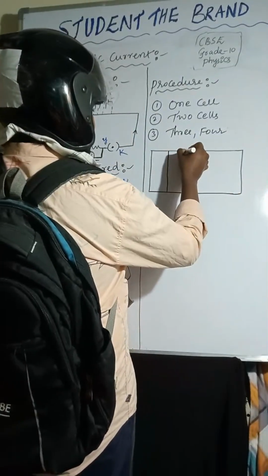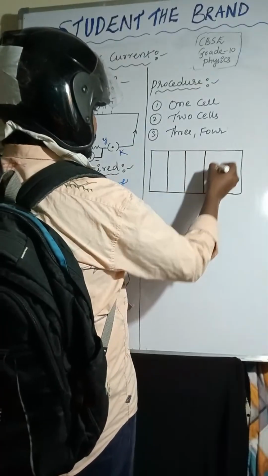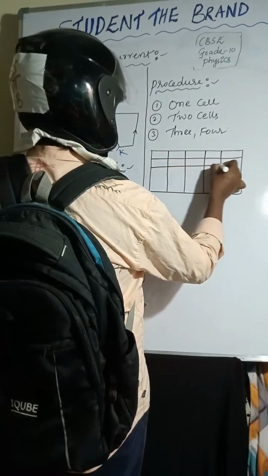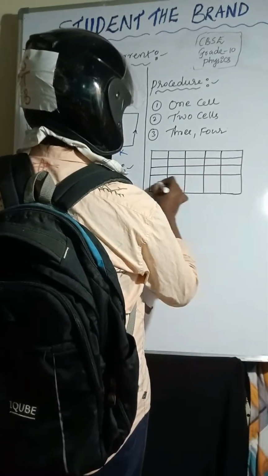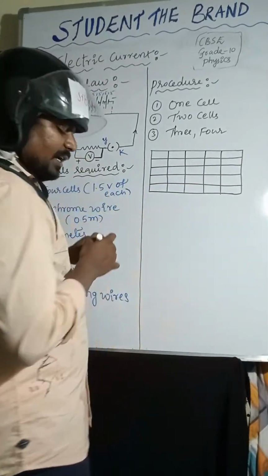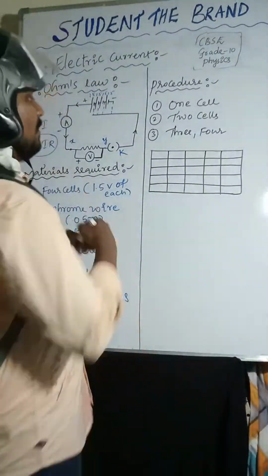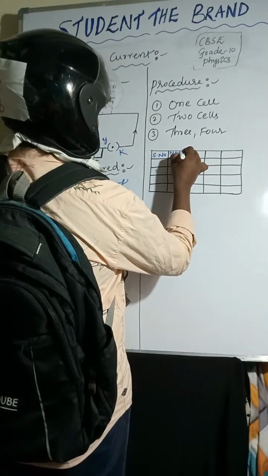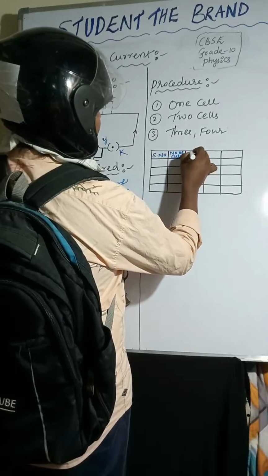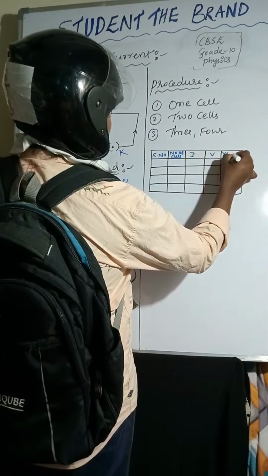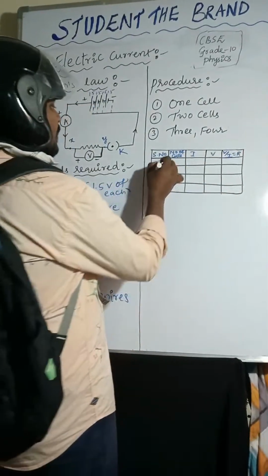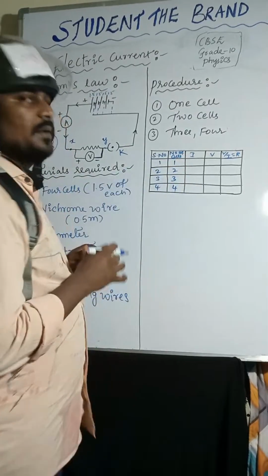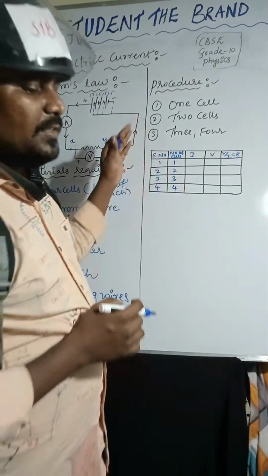The columns are serial number, number of cells, ammeter reading, voltmeter reading, and V by I, that is R. The rows are 1, 2, 3, 4, since I am taking 4 cells.